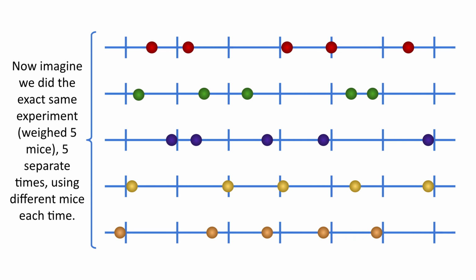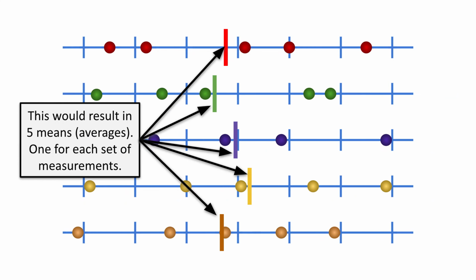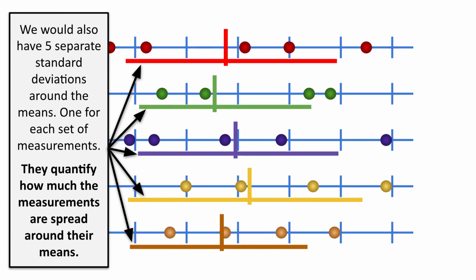Now imagine we did the exact same experiment, weighed 5 mice 5 separate times using different mice each time. This would result in 5 means or averages, one for each set of measurements. We would also have 5 separate standard deviations around the means, one for each set of measurements, and they quantify how much the measurements are spread around their means.